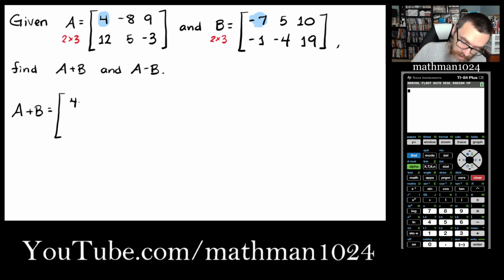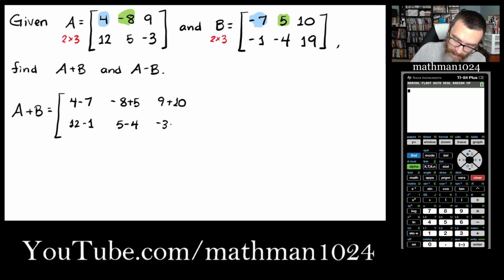So I'm going to say 4 minus 7. And the next one, I'm going to take negative 8 and positive 5. So combine negative 8 and 5. Then combine 9 and 10. 12 and minus 1. 5, negative 4. Negative 3 and positive 19. So that's what it looks like, and then you just do the arithmetic.